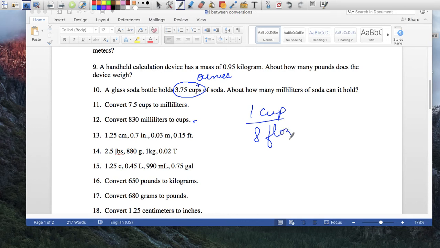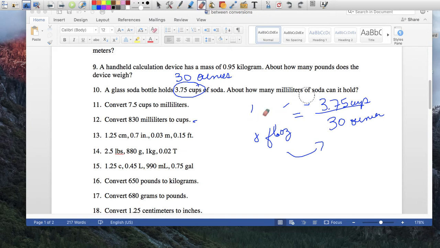8 ounces. So 1 cup has 8 fluid ounces. If I have 3.75 cups, how many ounces would I have? Times 3.75, 8 times 3.75. That's going to give us 30 ounces. A little tricky. So a glass soda bottle holds 30 ounces. So that's what you have to do first.